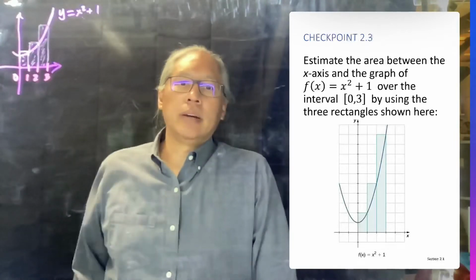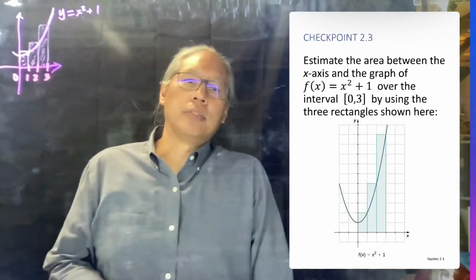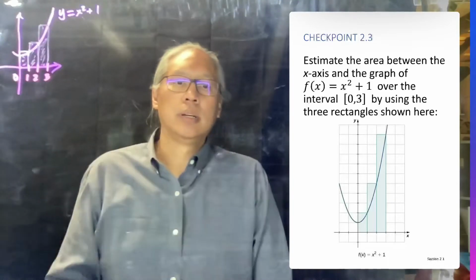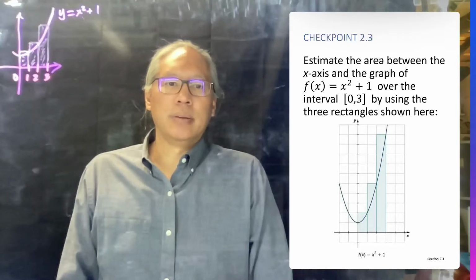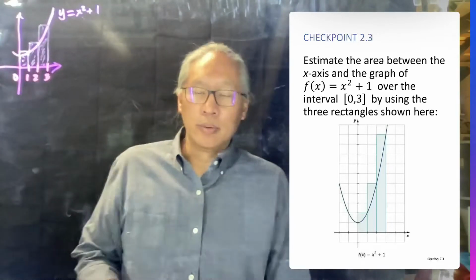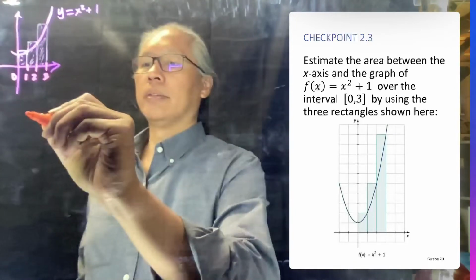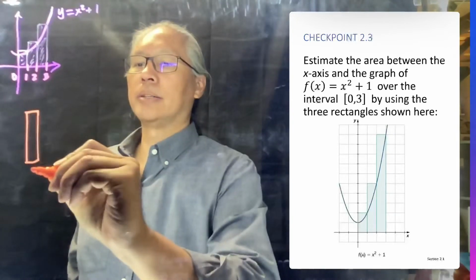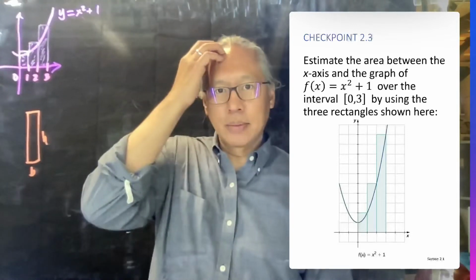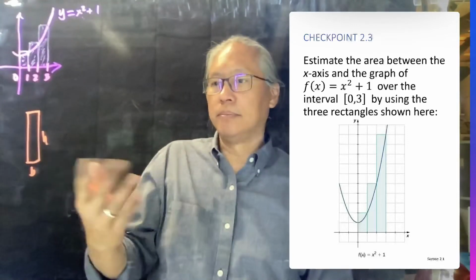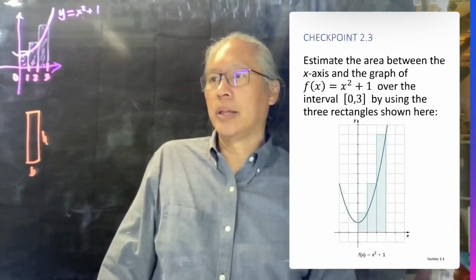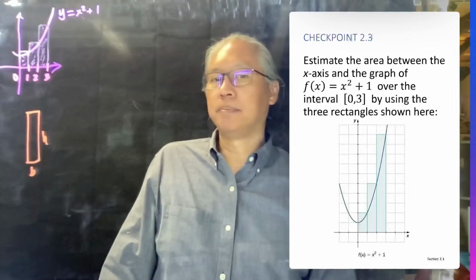They want us to estimate the area between the x-axis and the graph x squared plus 1 over the interval from 0 to 3 by using the three rectangles shown here. So these are the three rectangles. We remember that the area of a rectangle is base times height. We're going to find the base times height for each of the three, and then add them up.